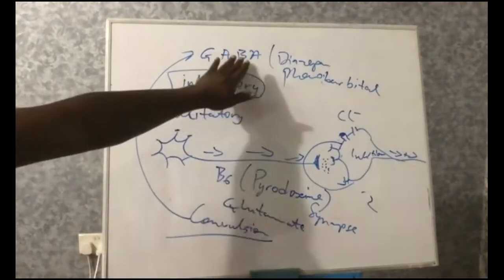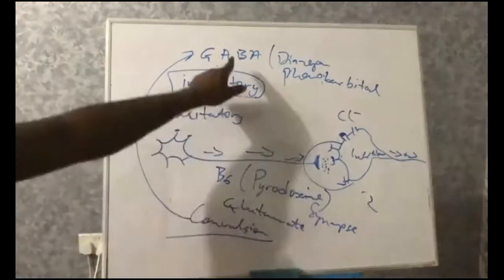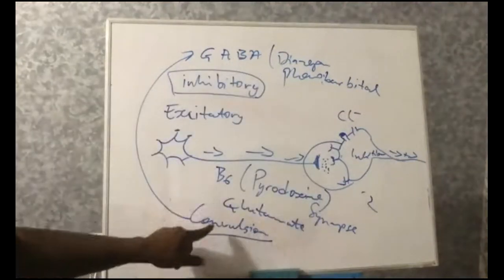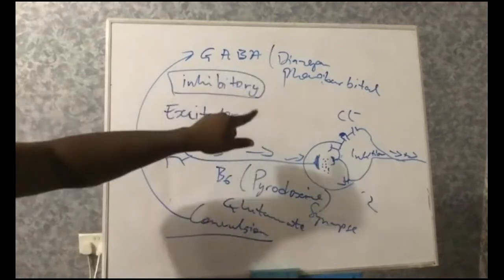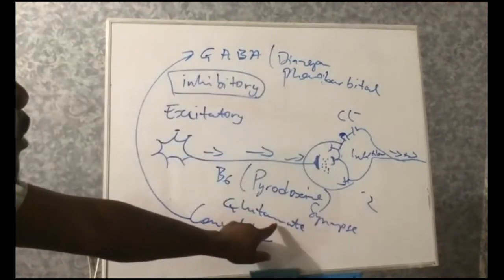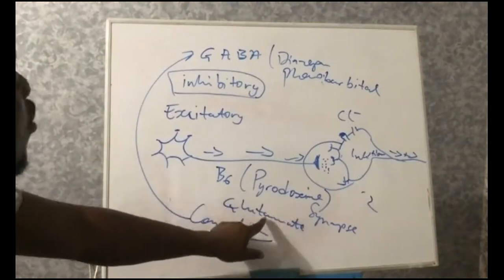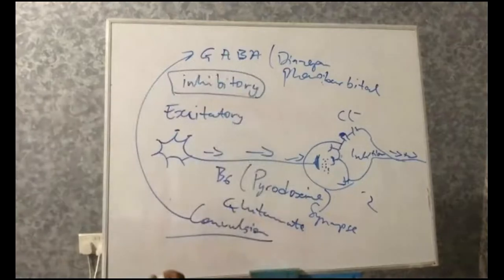So we know that GABA helps prevent convulsion. But if there is no GABA, convulsion can occur. But we want to see exactly how GABA is produced. GABA is usually produced from an amino acid called glutamate or glutamic acid, right? So glutamate will be converted to GABA through a process called decarboxylation.